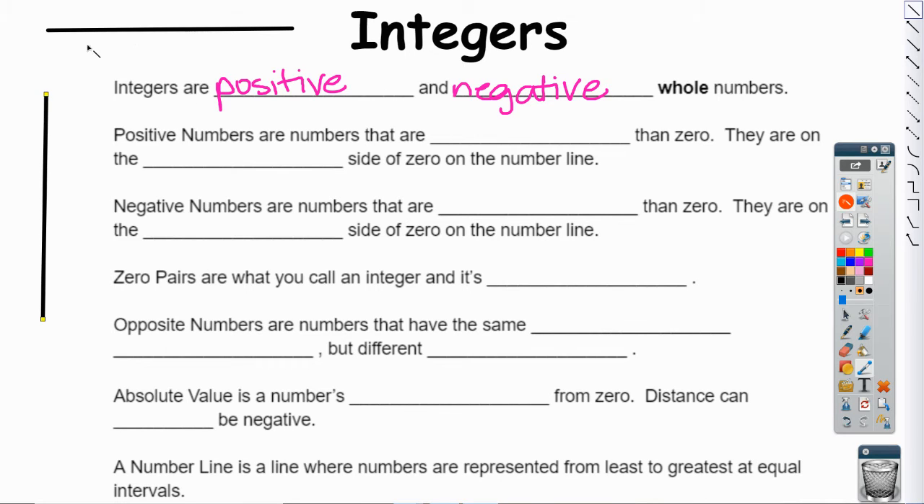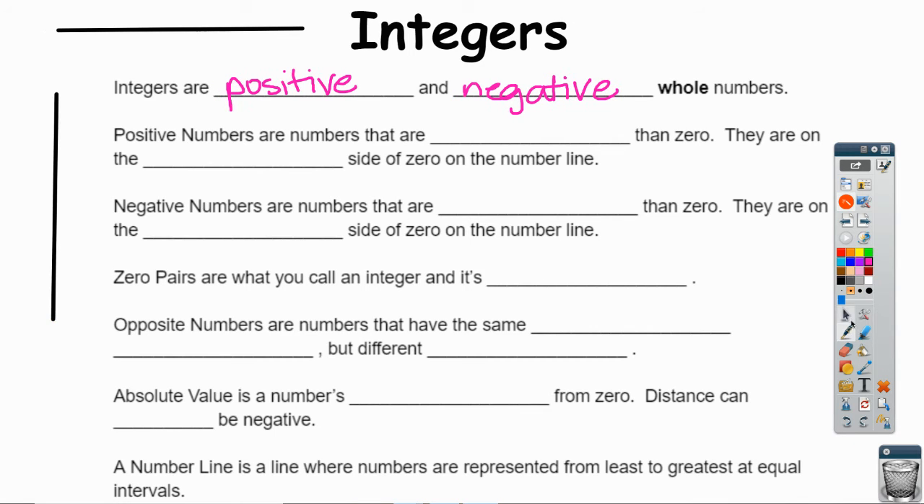Number lines can be horizontal or vertical. They go forever in both directions, and they include all of the numbers at equal intervals. The number line always goes from least to greatest, so it doesn't matter where you start. The numbers on the left are lower or smaller or have a smaller value than the numbers on the right. So I'm just going to put a few numbers on each of these number lines so that I can refer to them as we work through the rest of these definitions.